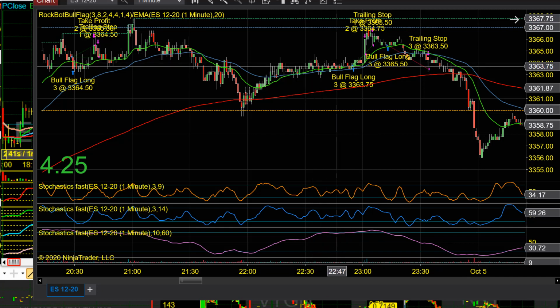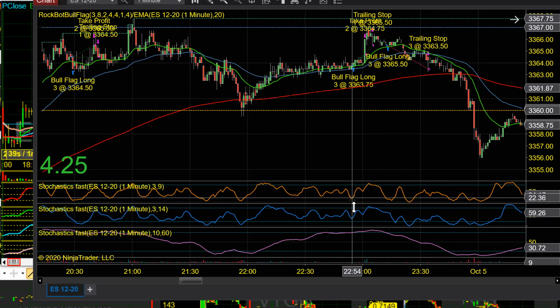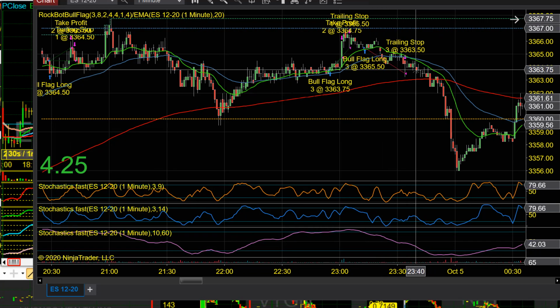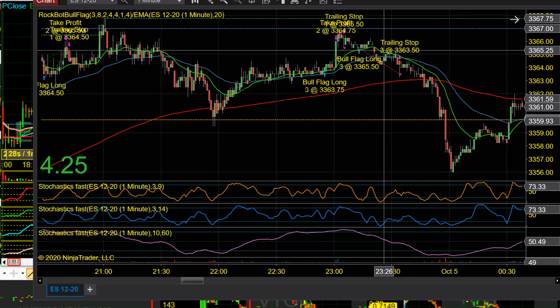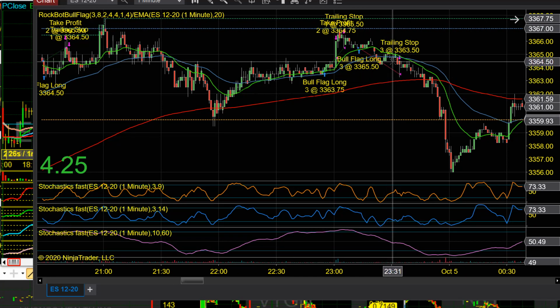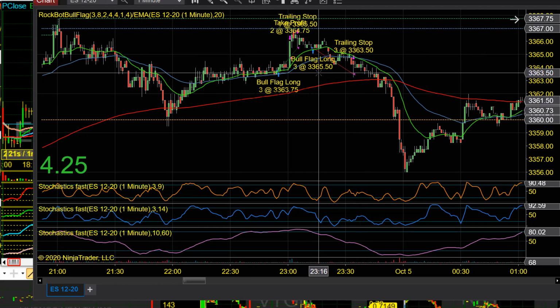Bull flag here. I did mention this one. It got oversold right here, stochastics above the 80 level. Bull flag. And then right before that, take profits, trailing. Then another one came in. This one looks like it came in and failed. So here's one that actually failed. It took an 8 tick stop.